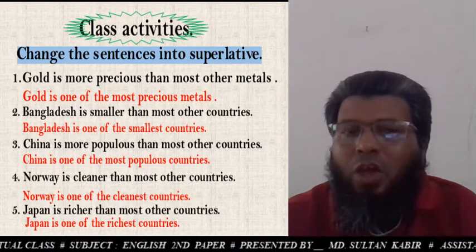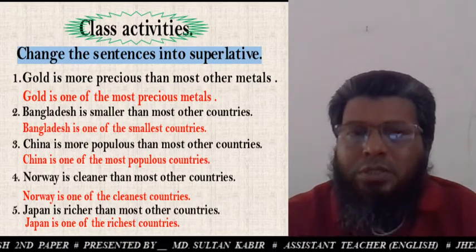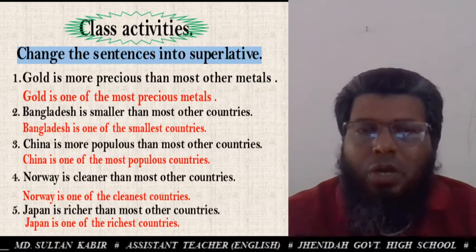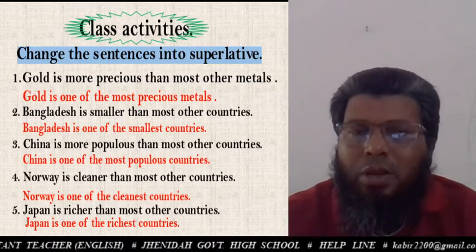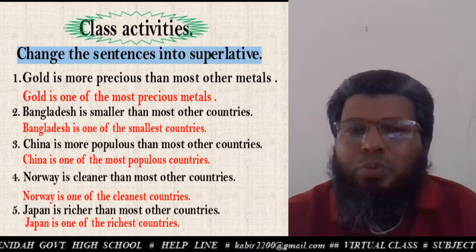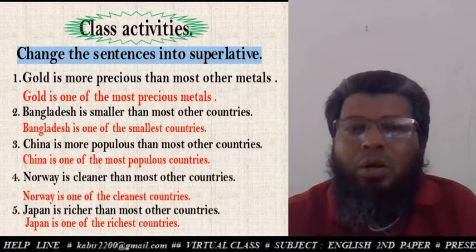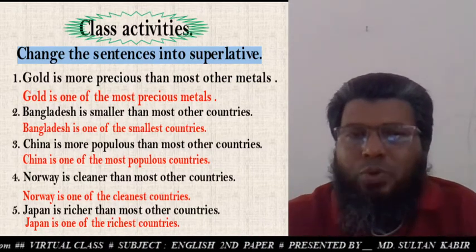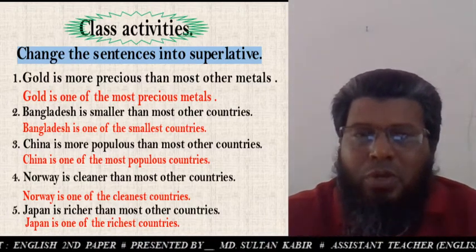And the third rule we have learned today, if the comparative degree has than most other, then we'll change the comparative degree to superlative by following the structure. We'll write down the subject and verb, then we'll add one of the. Clear? When there is than most other, after the verb we'll write one of the, then we'll write down the superlative form of the adjective, then we will write down the word or words after than most other. Okay, by following all these three rules we can change any type of comparative degree to superlative.